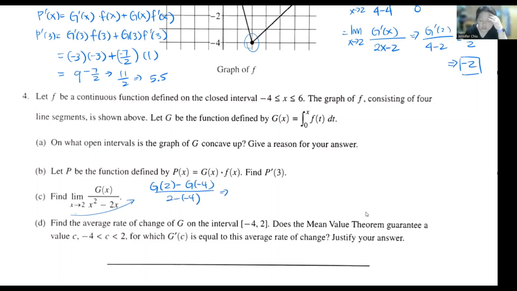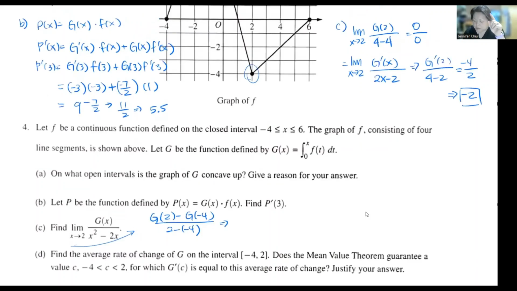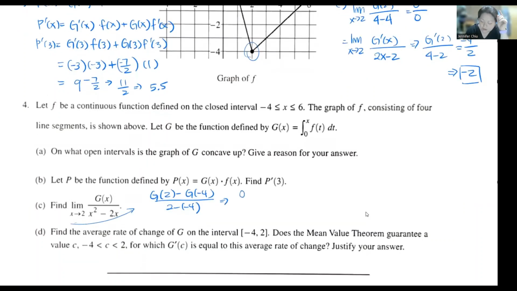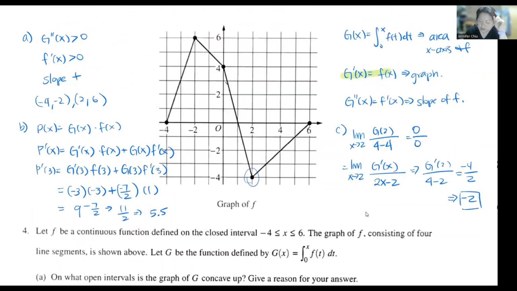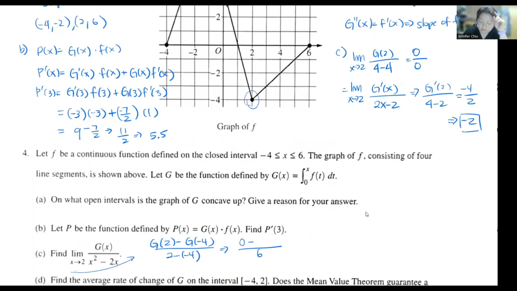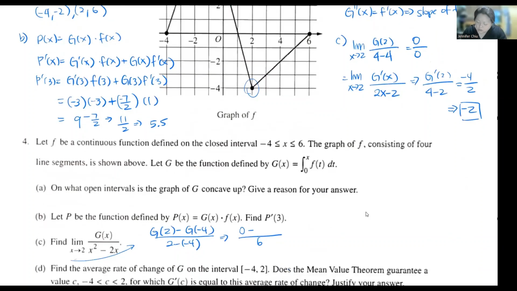Okay, so what is g of 2? We already defined g of 2 in the previous problem. g of 2 is 0. Okay, and that bottom is 6. What's g of negative 4? Well, g of negative 4 means I am looking, and this is going to be a little bit backwards, g of negative 4 is equal to the integral from 0 to negative 4 of f of t dt. Now that's a wrong interval, so I'm going to put a negative in front. So negative, integral from negative 4 to 0 of f of t dt.